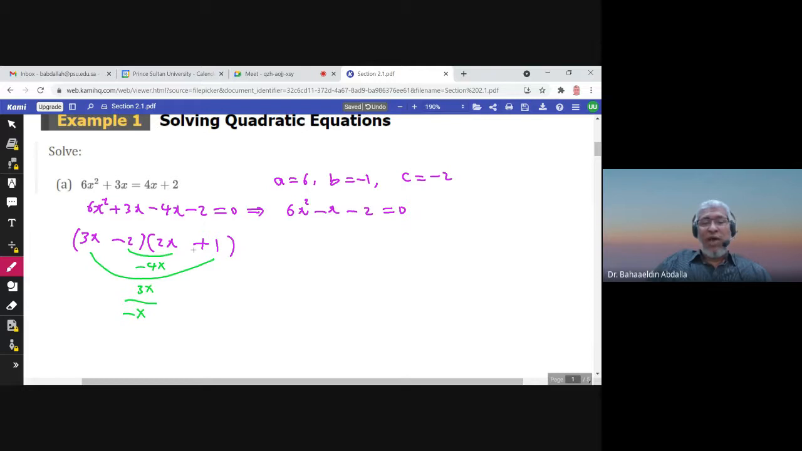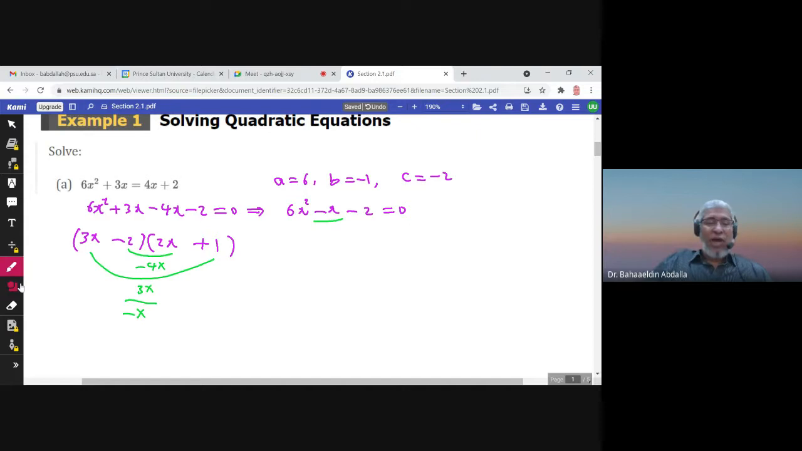So this factored form is correct. So you start by factoring 6x squared, then negative 2, then check that the inner plus the outer will give you the second term. If not, you have to change. Instead of writing negative 2, 1 here, you may write negative 2, 1 there, or 2 and negative 1. You have different choices until you reach the correct factored form.